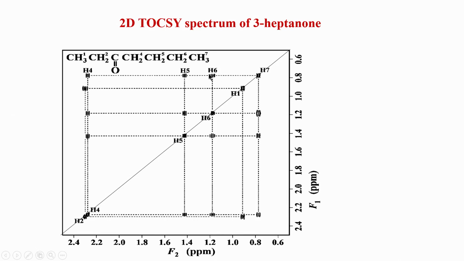Now, if you look at each of these other spins, the same situation happens. 6 is coupled to 7, this peak here, and 6 is also coupled to 5 and to 4. So, 6 is coupled to either side, on this side 7 and this side 5 and 4. Similarly, 5 is coupled to 6 and 7, and 5 is also coupled to 4. So, all are coupled to each other. You see it is like a square, all with all. This is the typical pattern which you get in a TOCSY spectrum.